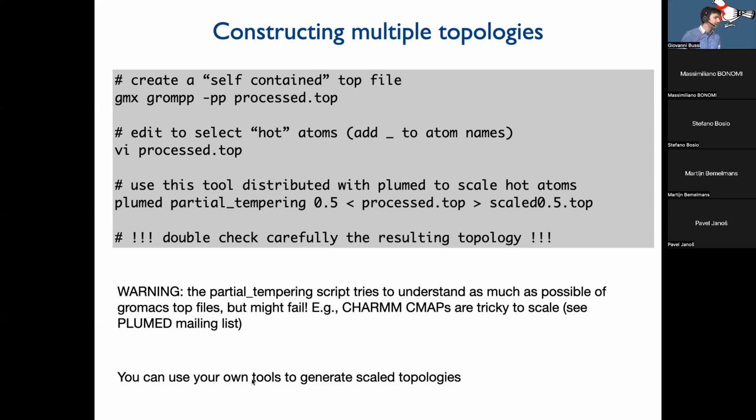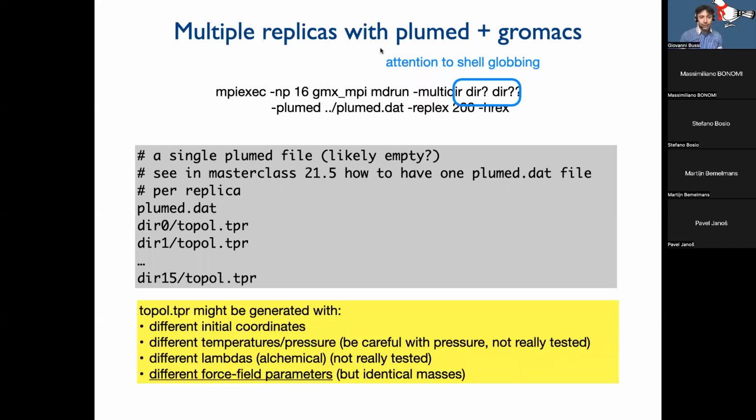And then, as I said already, you are not limited to this script. You can even use your own tools to generate scaled topologies. The only constraint is that the topologies could have different energy terms, but they should all have the same masses, as I said. Okay, once you have prepared your multiple topologies, you have to run replica exchange with GROMACS, and you have to use this multiple replica framework in GROMACS that with current versions only works with multiple directories. So you have to put your topology files in multiple directories.